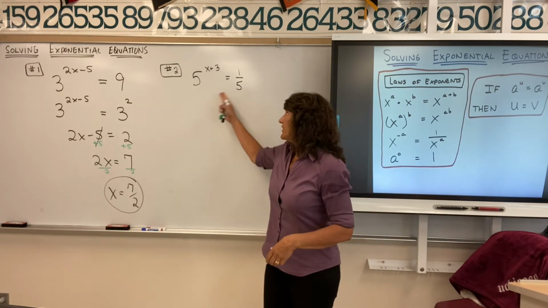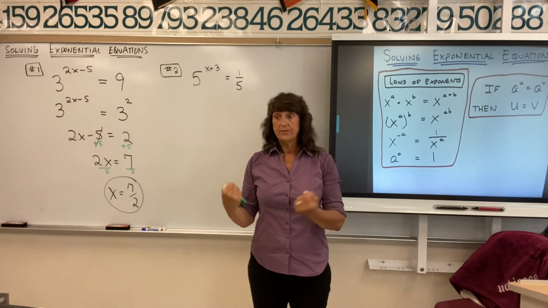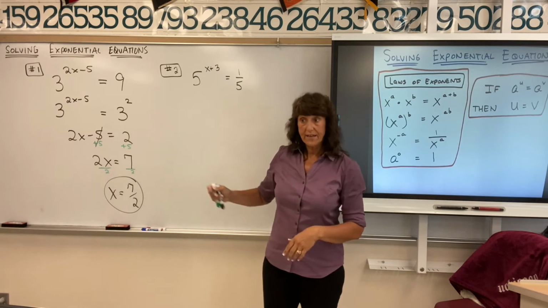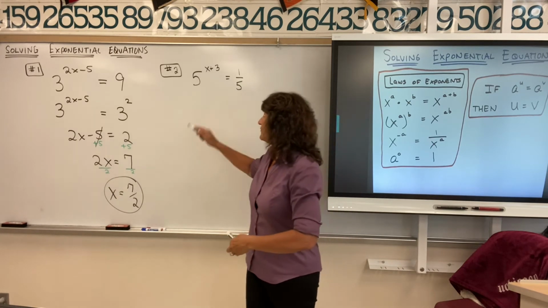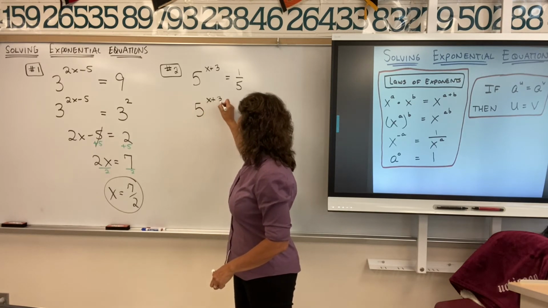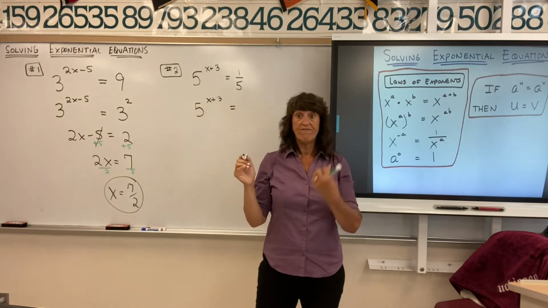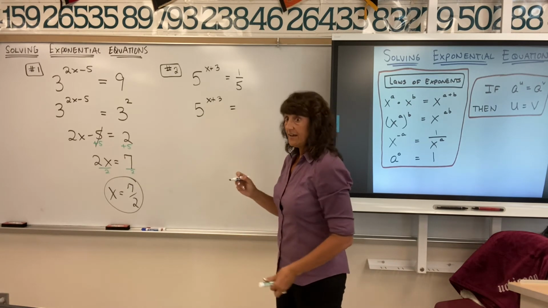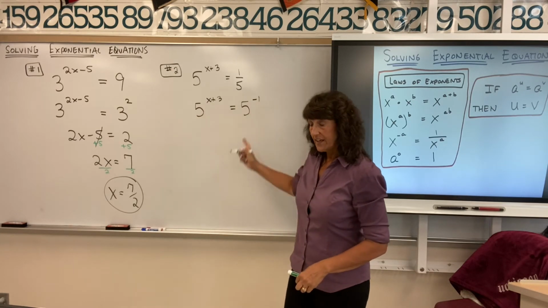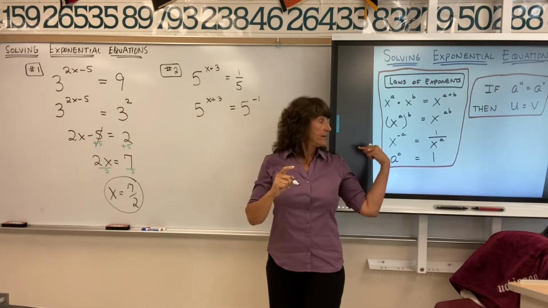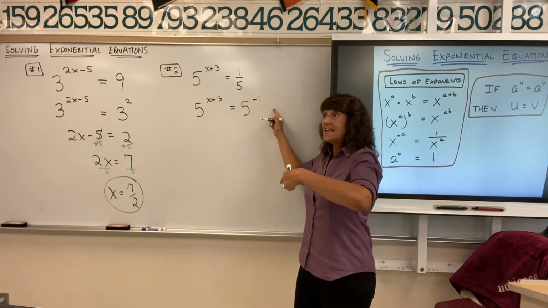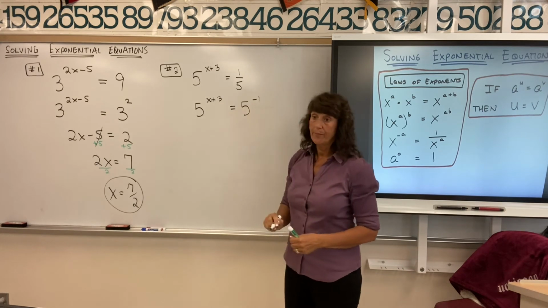We want to take both sides of this equation and break them down to the same base. Base 5. The left side is 5 to the x plus 3, which is already base 5. How can I write 1/5 as base 5? I can write 1/5 as 5 to the negative 1. Sometimes you have to go the other way with a negative exponent. So 1/5 is 5 to the negative 1.